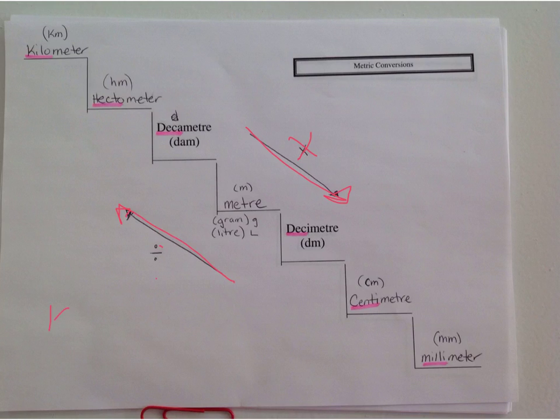So if I wanted to go from kilometers to meters, I'm going down the stairs, and I start at kilometers, and I go 1, 2, 3. So it's 3 steps. So 1 kilometer is going to equal 1,000 meters because of those 3 steps and the 3 zeros.